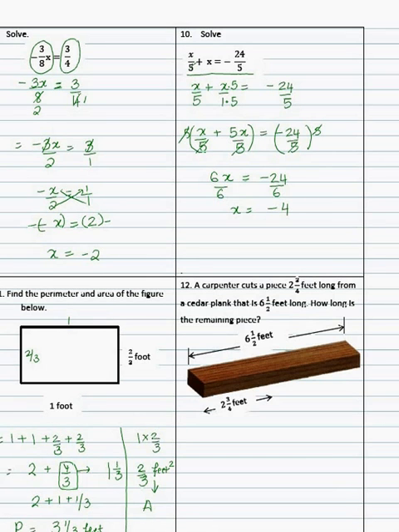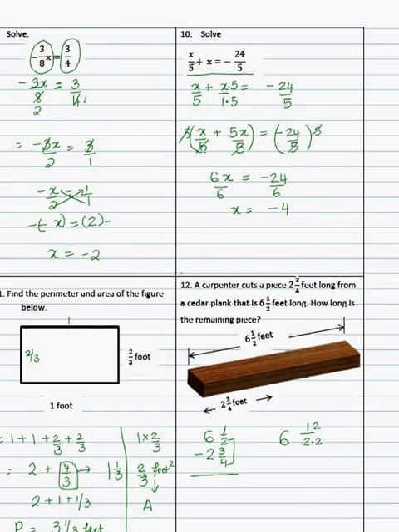All right, let's go over the next problem. A carpenter cuts a piece 3/4 feet long from a cedar plank that is 6.5 feet long. How long is the remaining piece? So he has 6.5. He cuts 3/4, and I'm checking how much I have left. Fractions with fractions, numbers with numbers. These two fractions don't have a common denominator, so I need to make one. The least common denominator of 2 and 4 is 4.